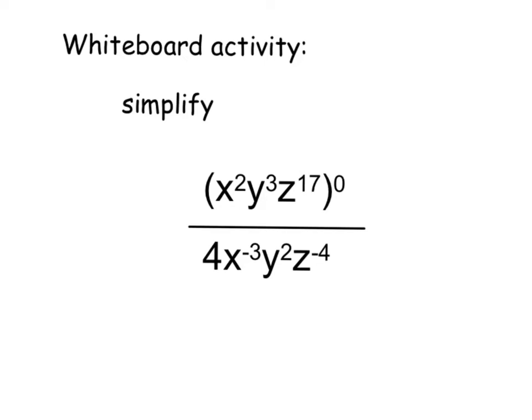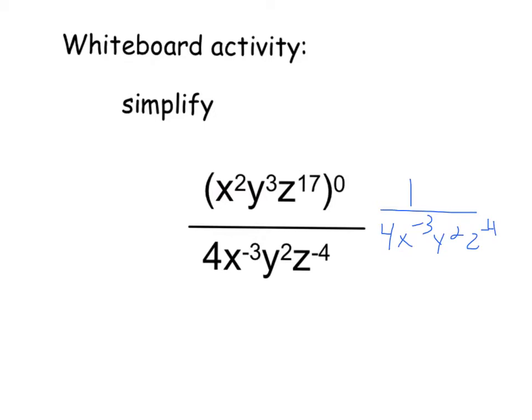Let's review the last concept before we begin the new. So when I'm looking at this problem, it seems really complicated. Lots of variables, lots of exponents. It's just a mess. However, this one right here, all of this is to the 0 exponent, so that makes it really easy because that whole thing becomes 1. So now I'm just left with 1 over x to the negative third y squared z to the negative fourth.